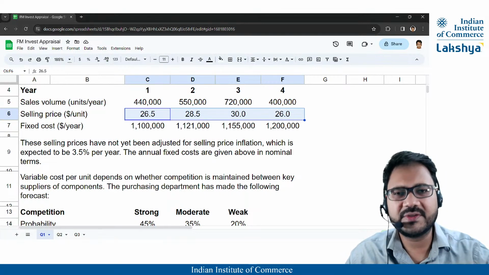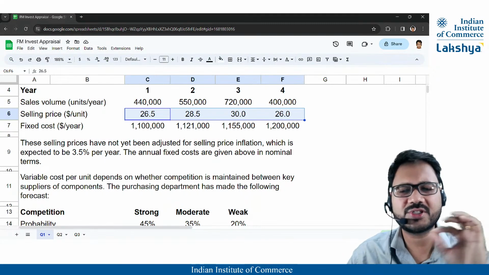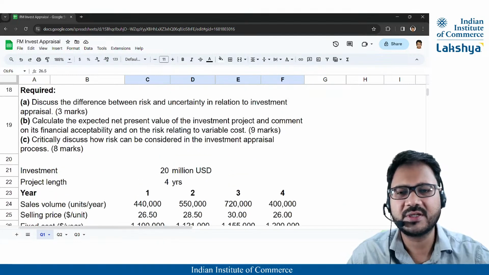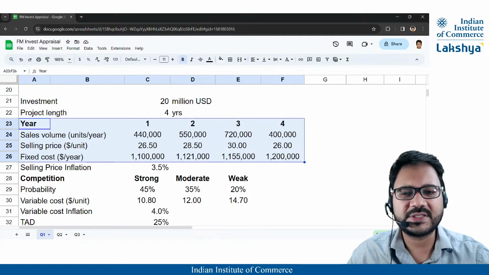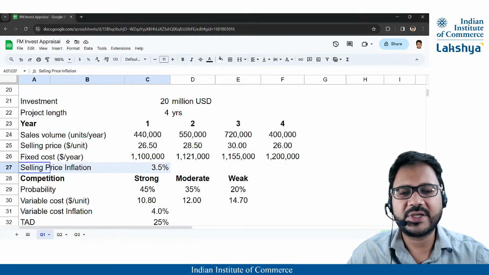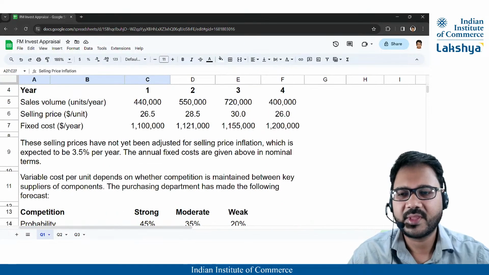Now we'll discuss how to do it shortly. Right now we are just reading the question. But just keep in mind, you could note this down, that 3.5% is the inflation. So we noted this. This is a simple copy paste that I have done. I haven't written the entire table again. And selling price inflation 3.5%, I wrote that down as well.